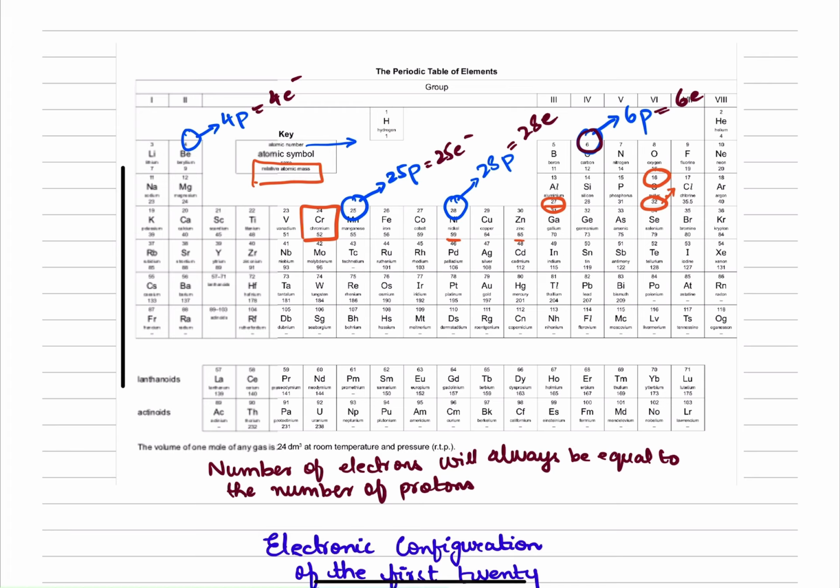In the next video, we are going to see how the electrons of each element are arranged around the nucleus of an atom.